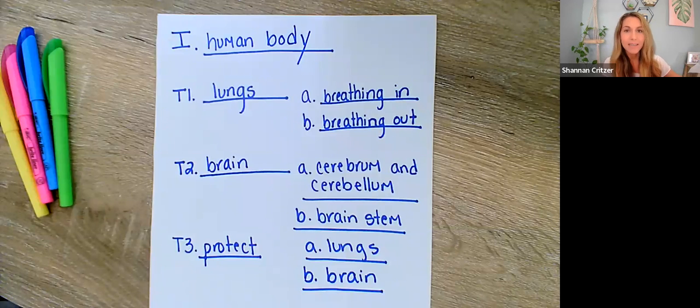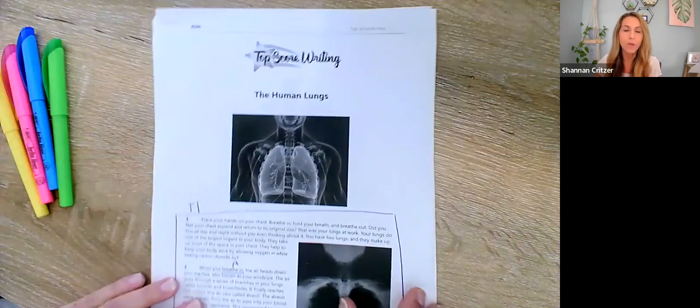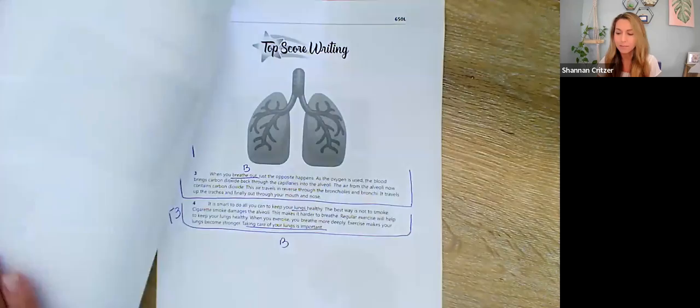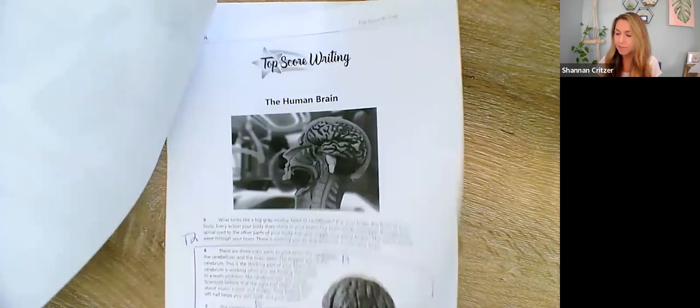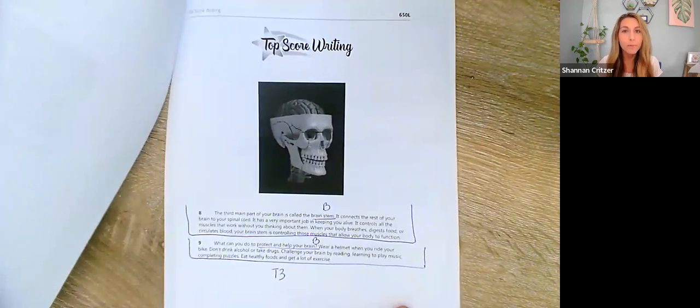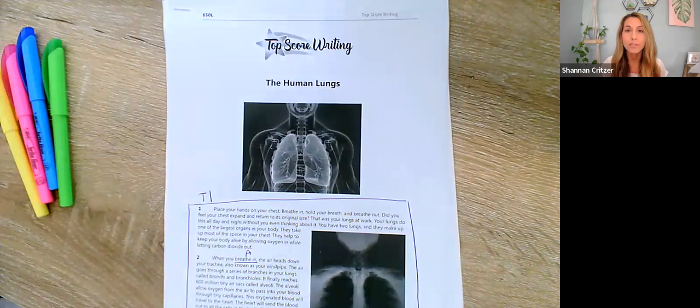So the first text set that we looked at was the human body one. It's all about the human lungs, about the human brain. And Ms. Kritzer reviewed with you the most important parts from this text set. Hopefully everyone's had an opportunity to read all of these sources in their entirety. If you haven't, it would be a great idea following this lesson to go ahead and read through all of these different articles.